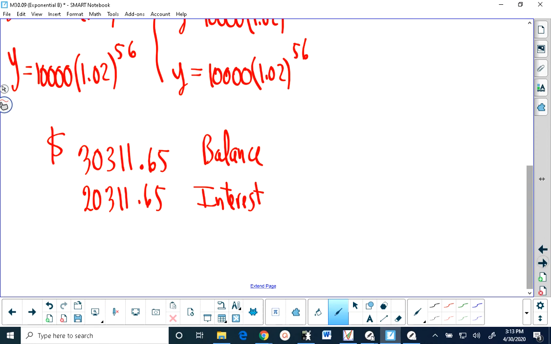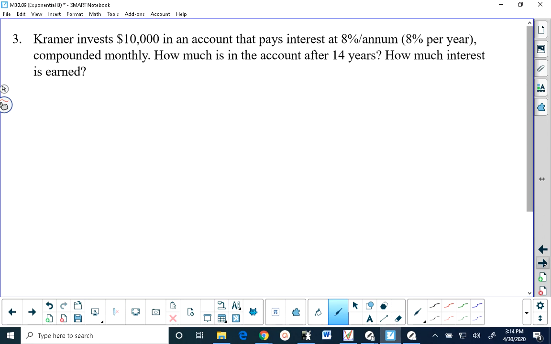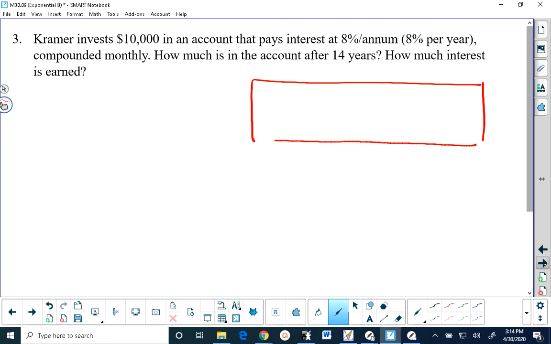Now let's take a look at Kramer's investment. Kramer also has $10,000 that he's going to invest, but it's invested at an interest rate that's compounded monthly. So what does that mean? It means that in a whole year, Kramer is going to get 8% for the entire year. This represents 1 year.